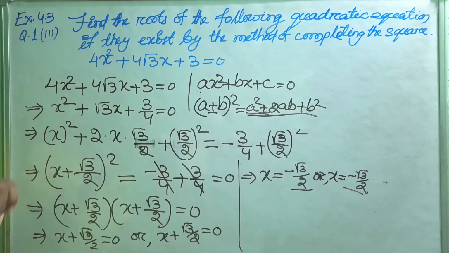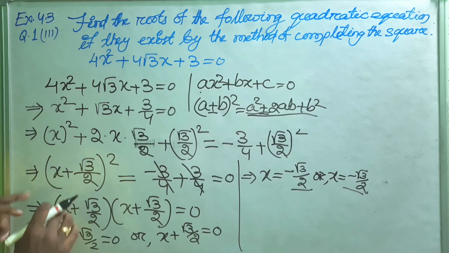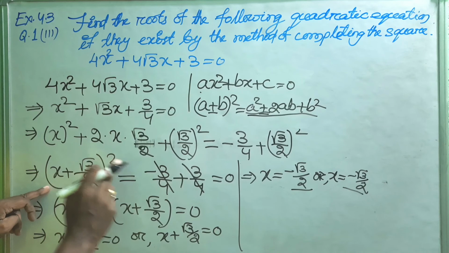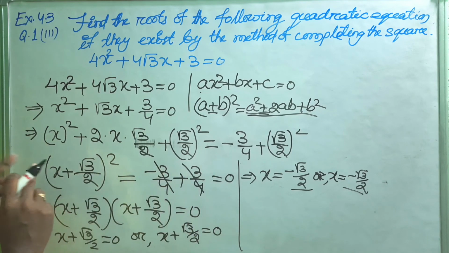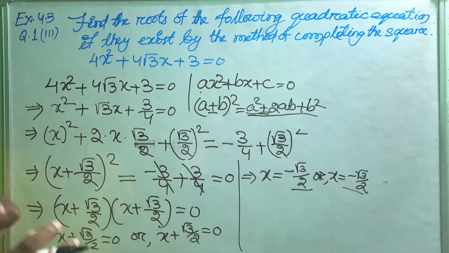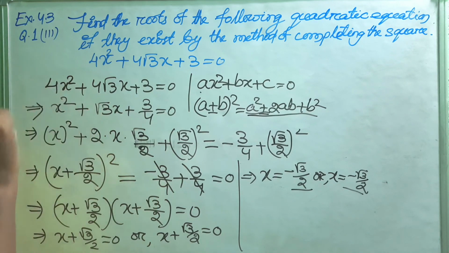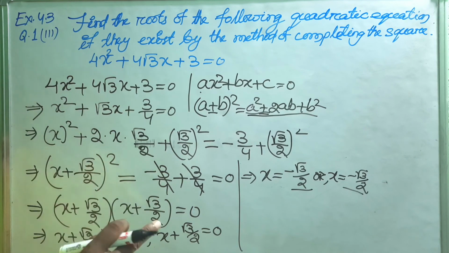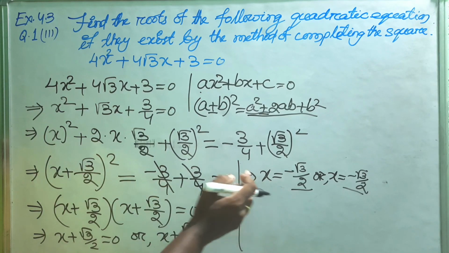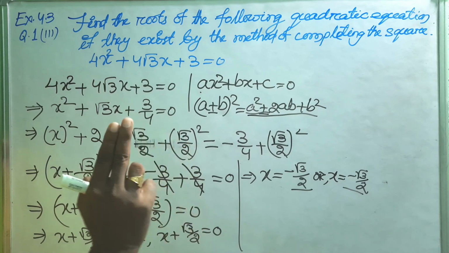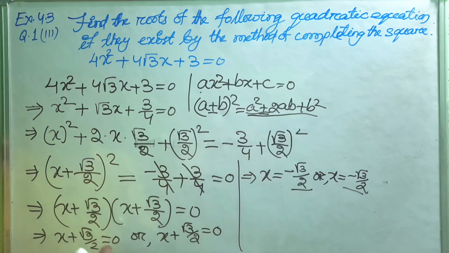Now guys, look here. If we write the answer in this way, x plus root 3 by 2 square is 0, so x plus root 3 by 2 is 0, so x is equal to minus root 3 by 2, then your answer will be wrong to some extent. Why? Because you know this is a quadratic equation. The degree is 2. That means it has two roots. Here d is 0. That means it has two equal real roots. So here we have to show that the roots are equal and there are two roots. So that is why you have to write the answer in this way.